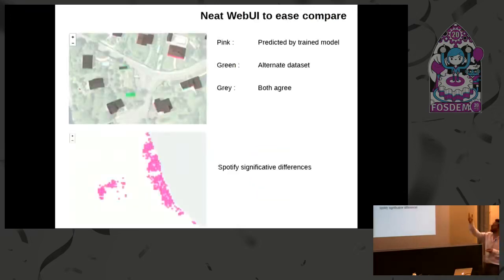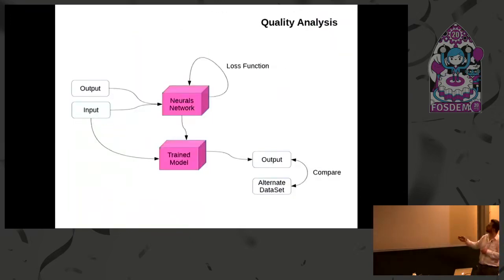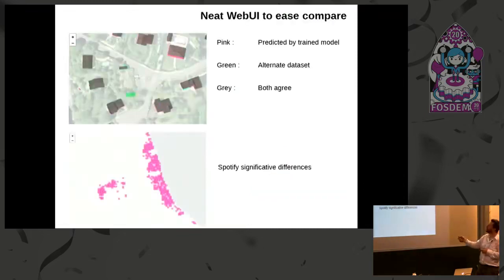For instance, here, in pink, it's what is predicted by the model. In green, it's the labels, and in gray is where both agree. So it's a quick way to check whether the model and the label are matching, yes or no, and to see that this one, for instance, is because it's behind the trees. So it's harder for the model to find a building because it's hidden.